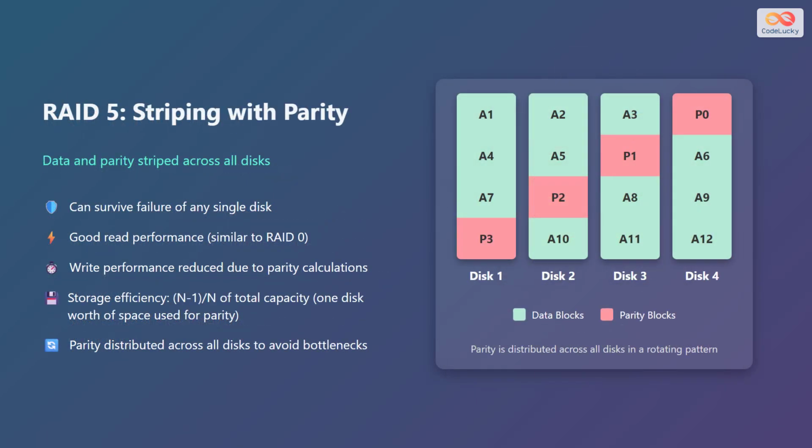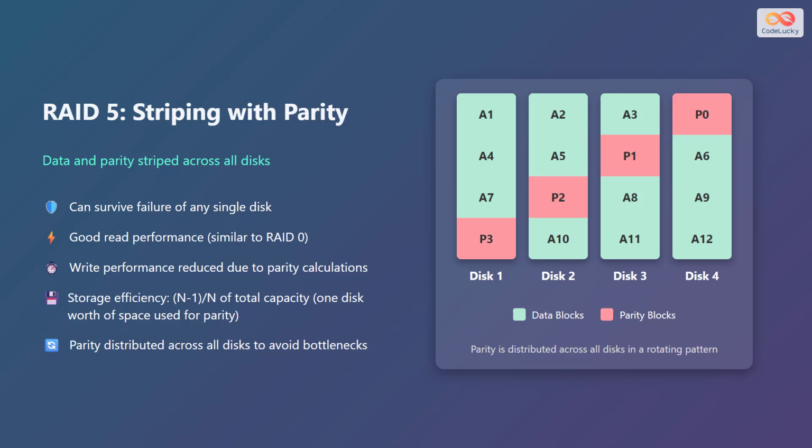RAID 5 employs striping with Parity. Data and Parity, which is an error correction code, are striped across all disks. In this setup, the failure of any single disk can be tolerated because the Parity information can be used to reconstruct the missing data. The read performance is good, similar to RAID 0, because data is striped across multiple disks. However, write performance is reduced because Parity calculations add overhead.